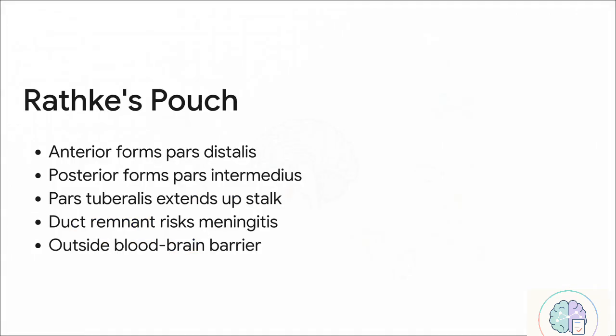Now that upward portion is called Rathke's pouch. Eventually, it separates. The anterior surface becomes the pars distalis, the posterior surface becomes the pars intermedius, and the pars tuberalis kind of reaches up the stalk. But here is the absolutely crucial clinical takeaway. If that pouch fails to separate completely, it leaves behind a craniopharyngeal duct. And why does that matter? Because that duct can be a hidden source of recurrent meningitis. Oh, and one more foundational rule to keep in your back pocket. Functionally, this entire gland sits completely outside the blood-brain barrier.